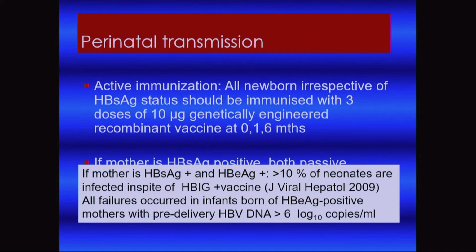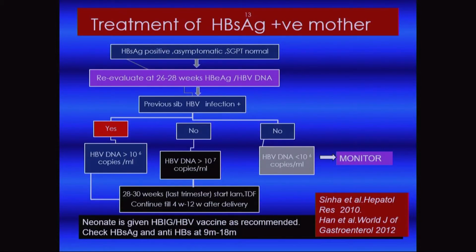But then, when the mother is HBsAg positive and HBeAg positive, you find that even an adequate active and passive immunization, more than 10% of neonates are getting this infection. And they found that the relation was more when the viral load in the mother was very high, especially more than 10 to the power of 6 copies per ml. So, till 2012, we were using this algorithm where a mother who's HBsAg positive, even if it's asymptomatic and for herself she does not require treatment, you have to reevaluate in the 3rd trimester around 26 to 28 weeks, and then you sort it out.